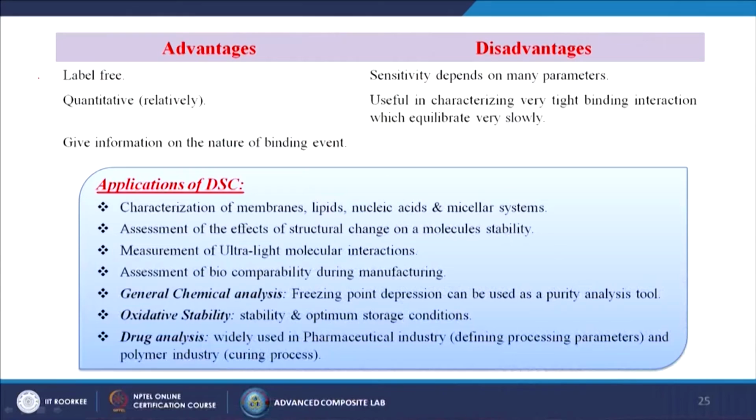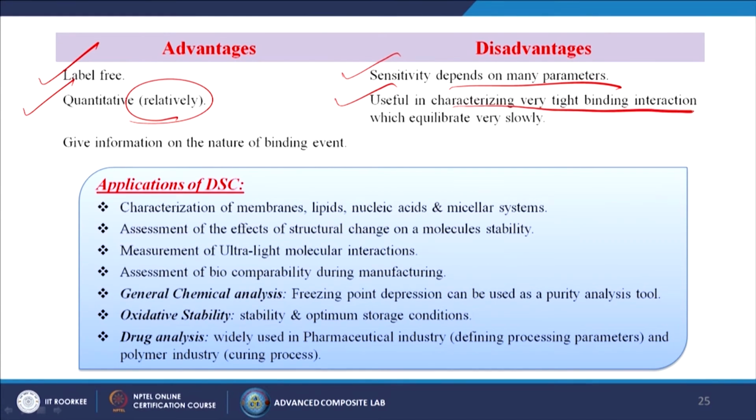It is label free and relatively quantitative. Disadvantages: sensitivity depends on many parameters. It is useful in characterization of very tight binding interactions which equilibrate very slowly, and gives information on the nature of the binding event.